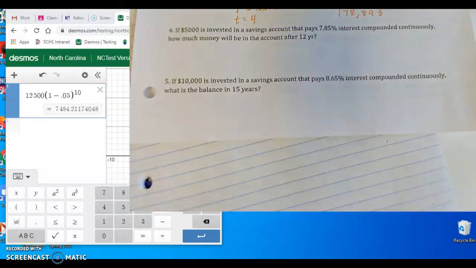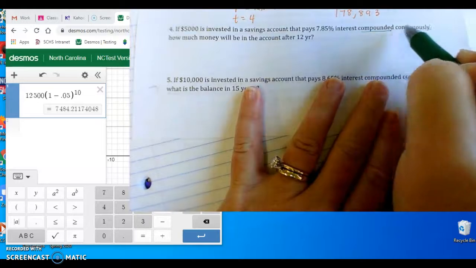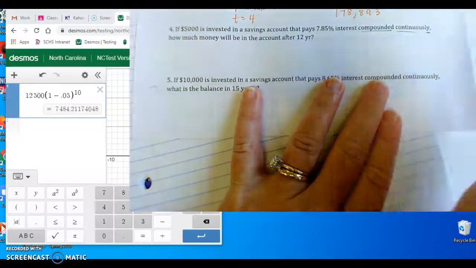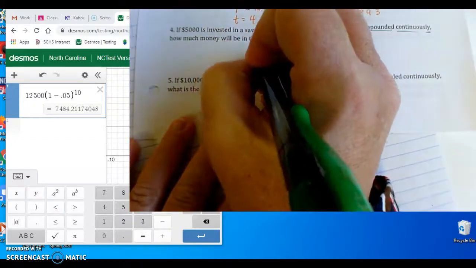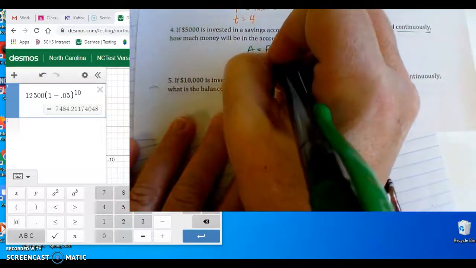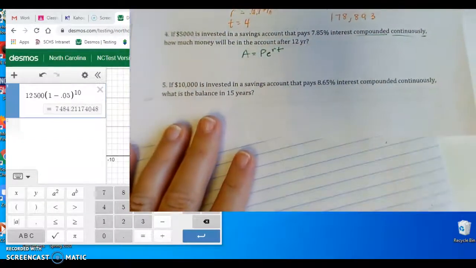Okay, so this one says we've got $5,000 that's invested in a savings account that's paying 7.85% interest compounded continuously. How much money will there be in the account after 12 years? Right here I see these words, compounded continuously. Because I see compounded continuously, that tells me that I have to use the Pert equation. Just make sure that R and T are both in the power.